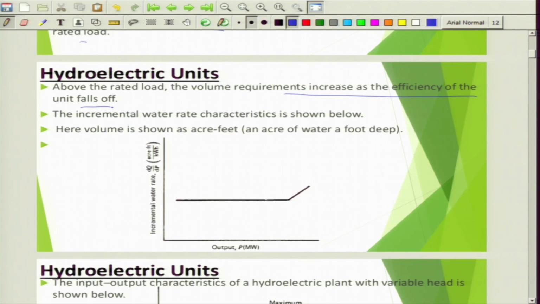The incremental water rate characteristic is shown below. That means if you draw a characteristic where the y axis has the incremental water rate, which is dq by dp, and the x axis has the power output, you can see it is constant until we reach the maximum or rated value, and beyond which it is linear. Because as we drew the volume versus output, it was non-linear, so when you differentiate it you get a constant from minimum to maximum or rated, and beyond which it looks like a linear characteristic curve.